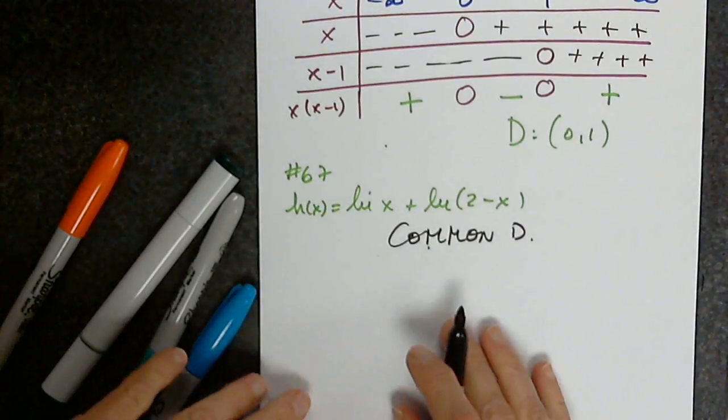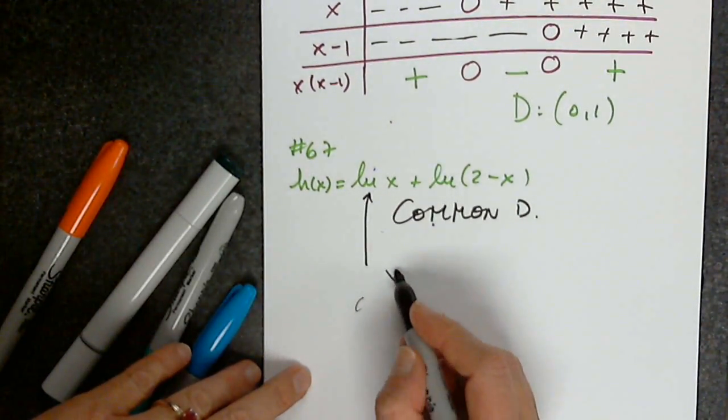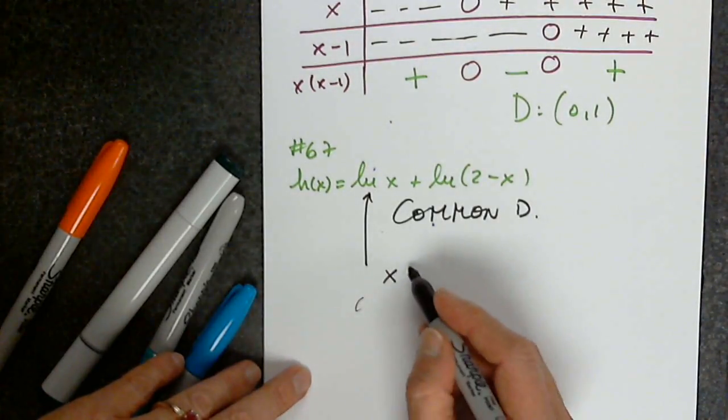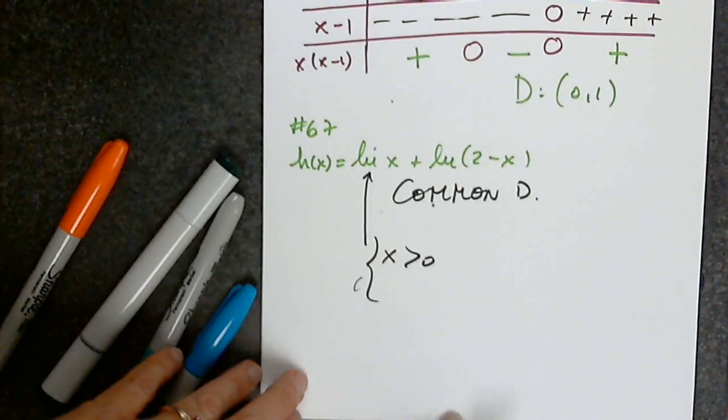So, what is the condition or the restriction for this function? X must be, that's it. What is the restriction or condition for the other function?